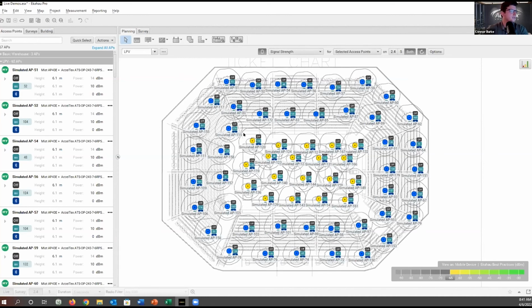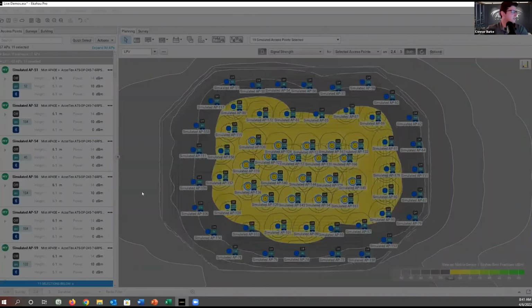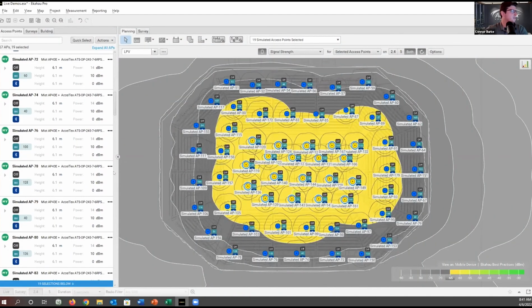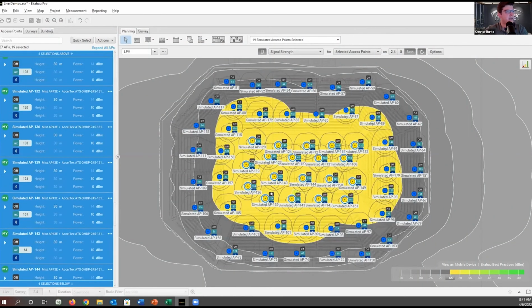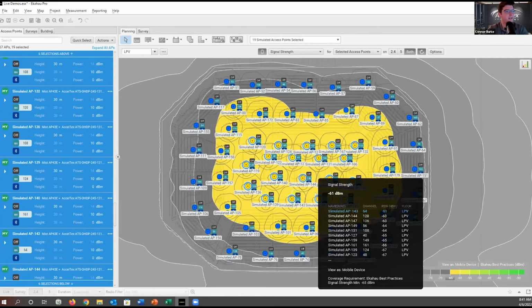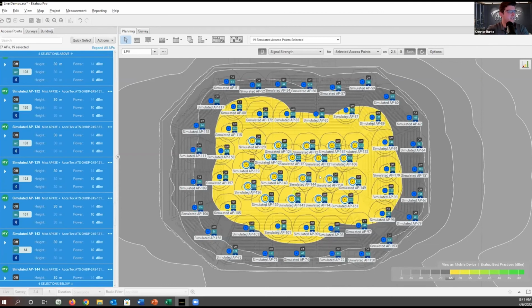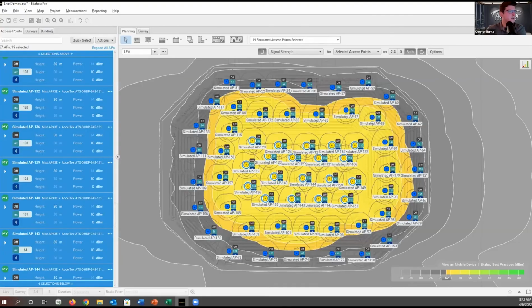And I can grab here. You can see that these are mounted 30 meters high, but you're still keeping the coverage nice and isolated to the court primarily. Even at that higher distance, this is designed to negative 65. So if you even drop it to negative 67, you'll get a little bit better coverage.